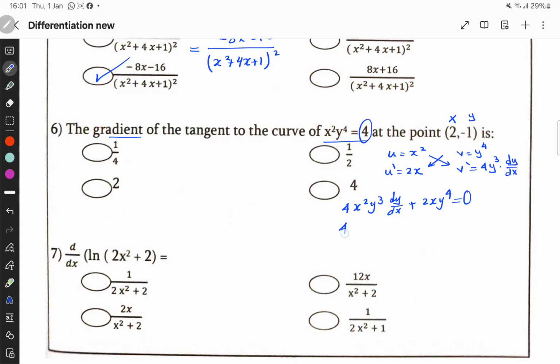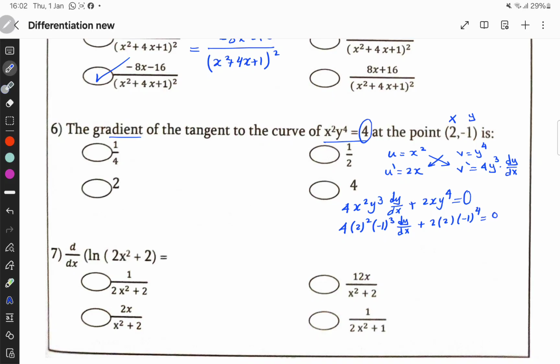So I got here 4. What is the value of x? It's 2 squared. What is the value of y? It's negative 1 cubed. All of that times dy over dx, plus 2 times the value of x, 2, and the value of y, negative 1, all to the power 4, all of that is equal.